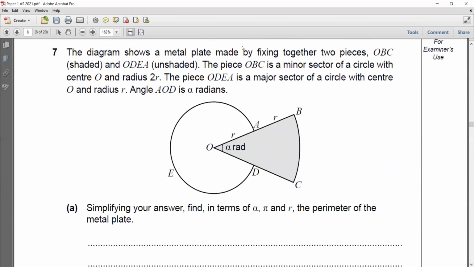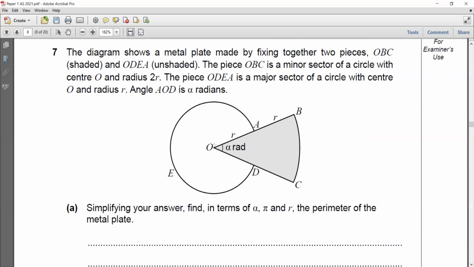Okay, number 7. We're given a diagram that shows a metal plate made by fixing together 2 pieces, OBC, this one that is shaded, and ODEA, the one that is unshaded. The piece OBC is a minor sector of a circle with center O. So that means you can draw another circle around like that. And the radius is 2r. So you can see this is r, and then that is r.